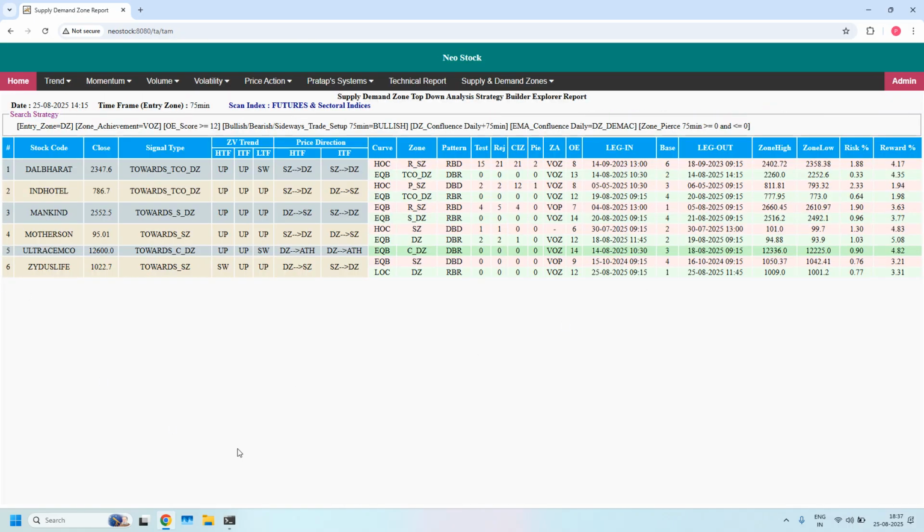We got 6 stocks. In these six, 75 minutes demand zones might have more high probability to get success, provided less than 20 checklist items are satisfied. Otherwise, these zones might be violated.